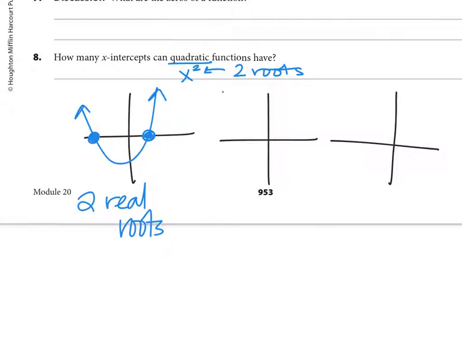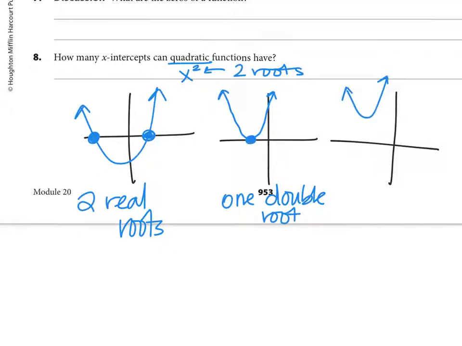Or we could have a quadratic that barely touches the x-axis and then turns around. This is called 1 double root. We call it a double because it still has 2 roots, it's just that it's the same thing twice. And you'll see what that means coming up this week. And then the last example is when it doesn't touch the x-axis at all, which does happen. We call that 2 imaginary roots.